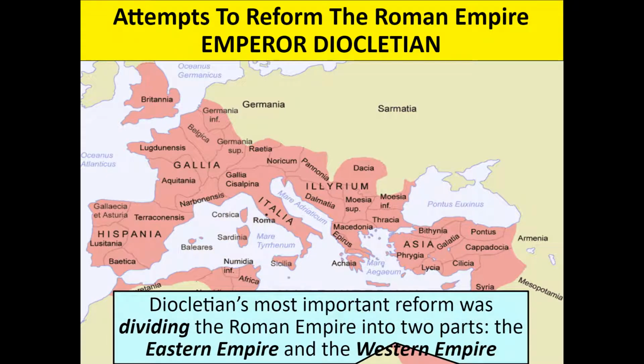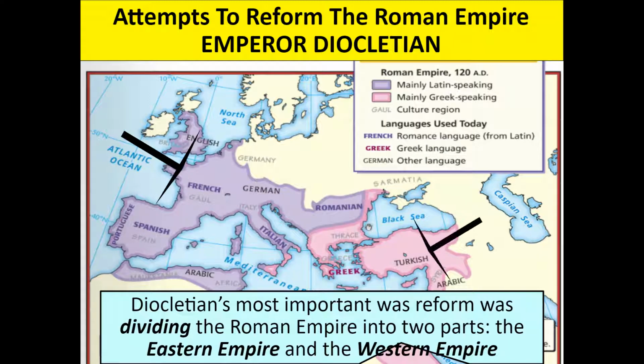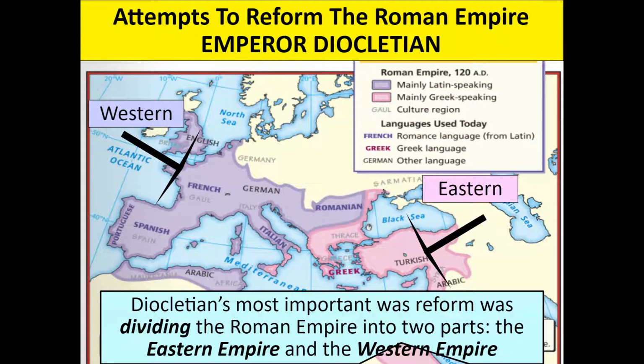And his most important reform, though, is that he divides the empire into 2 different parts. There's the Eastern Empire and the Western Empire, right? So instead of Rome controlling everything, he splits it into 2 pieces. And these 2, the Western Empire speaks mostly Latin, and then the Eastern Empire speaks mostly Greek.